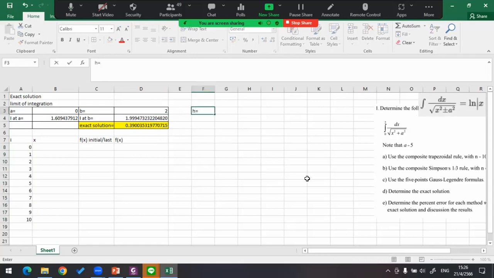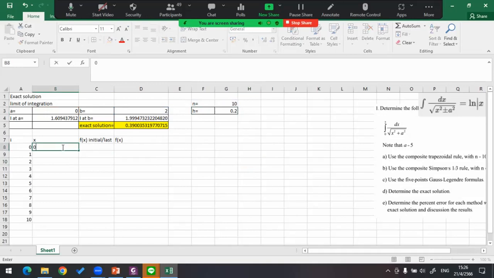S, we use 10 segments, then it is equal to 10, right? If we use 10 segments, that means S is equal to 0.2, right? That is equal to B minus A divided by 10 segments, that is equal to 0.2. Here we have S is equal to 0.2.